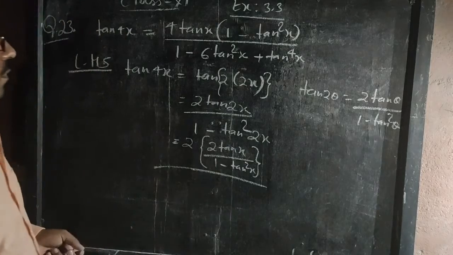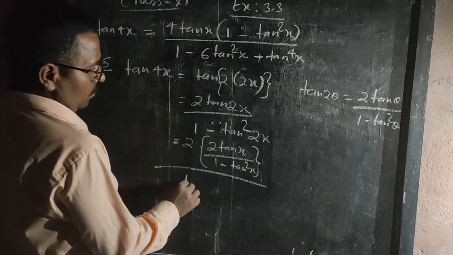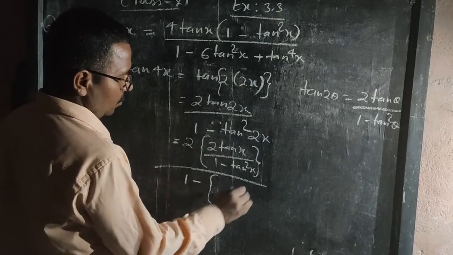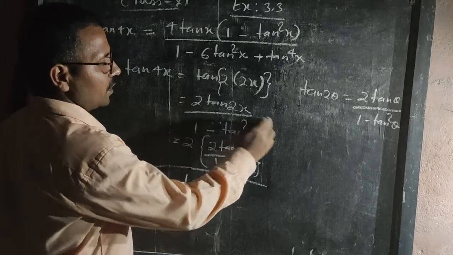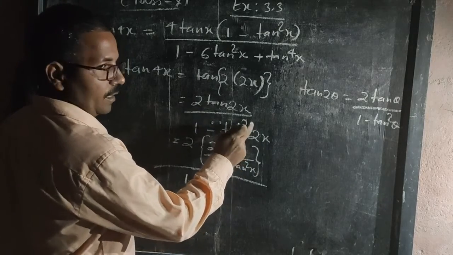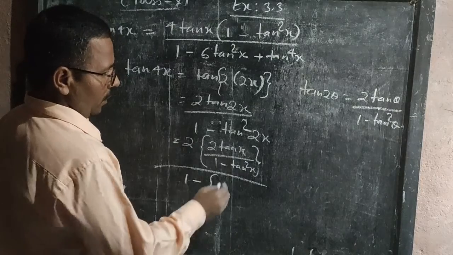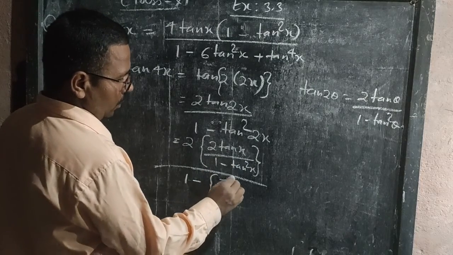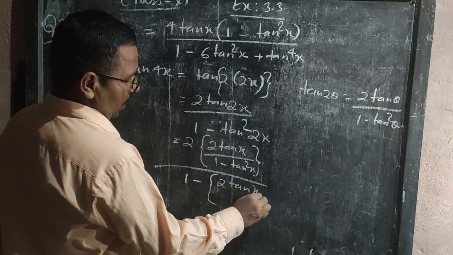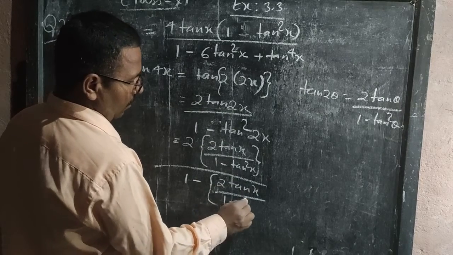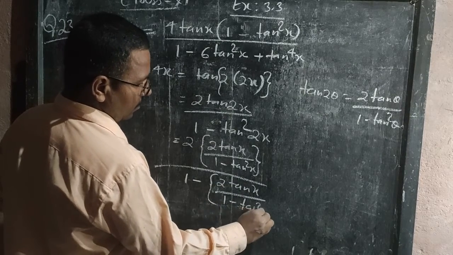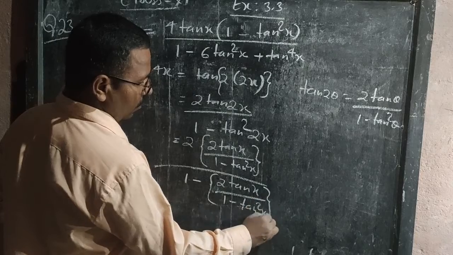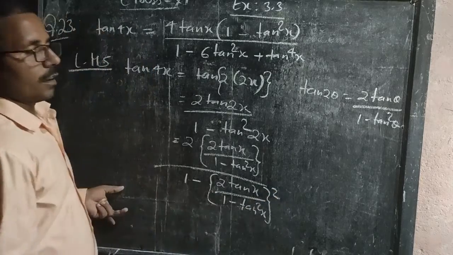Upon 1 minus, use the bracket, tan 2 theta, use this one whole square. Consider this one as whole square. So what will you get here? That is 2 tan x upon 1 minus tan square x. Now we can use here whole square.